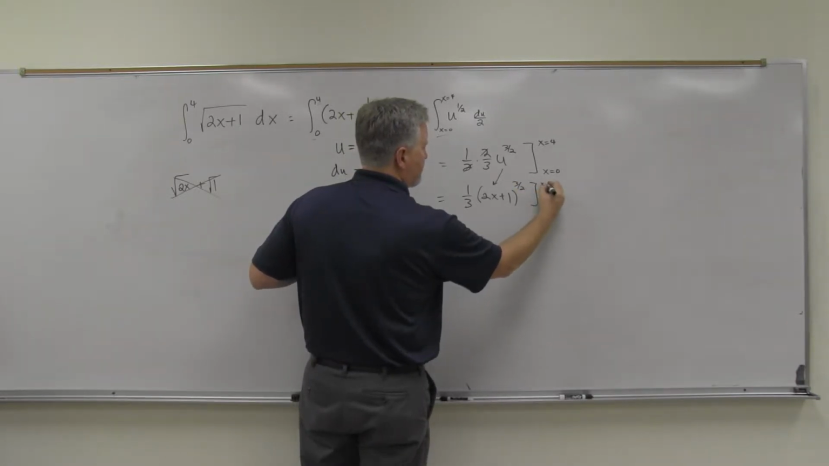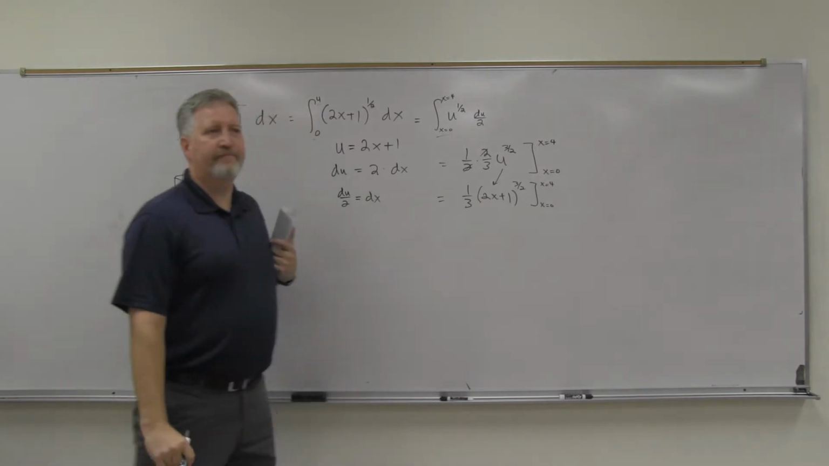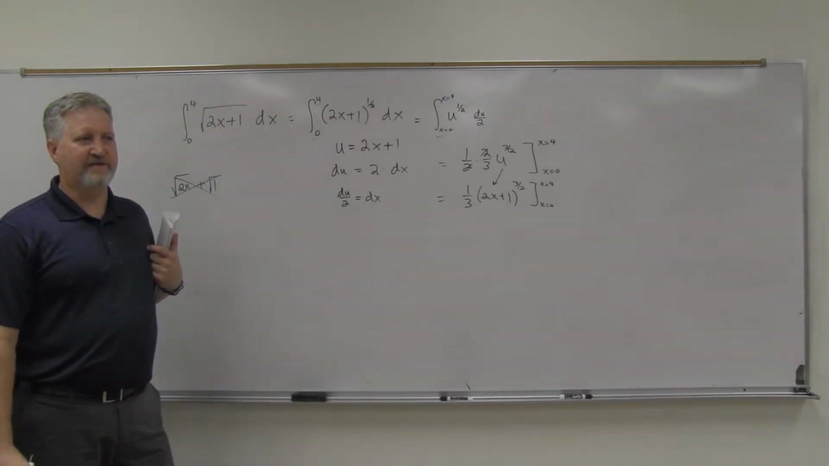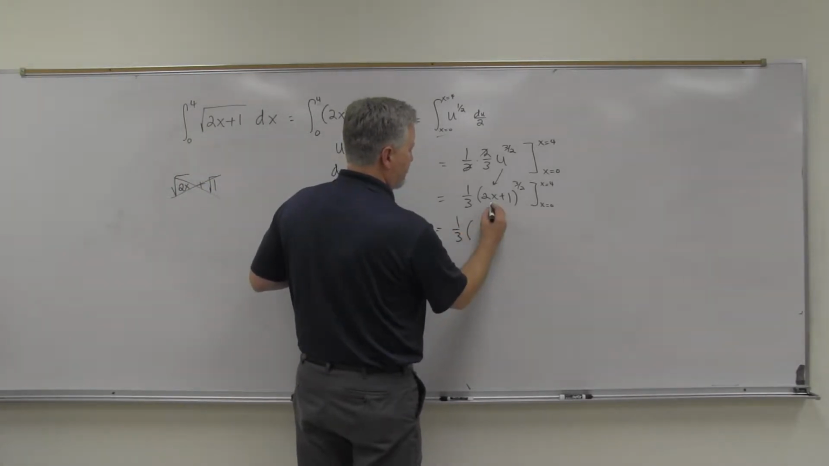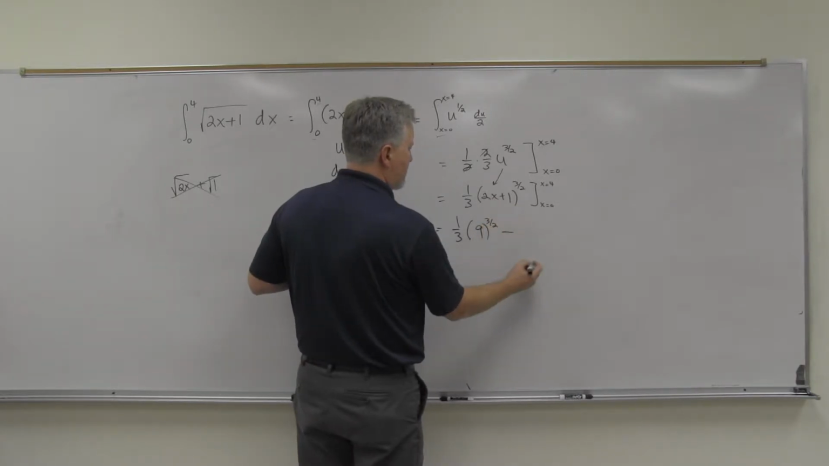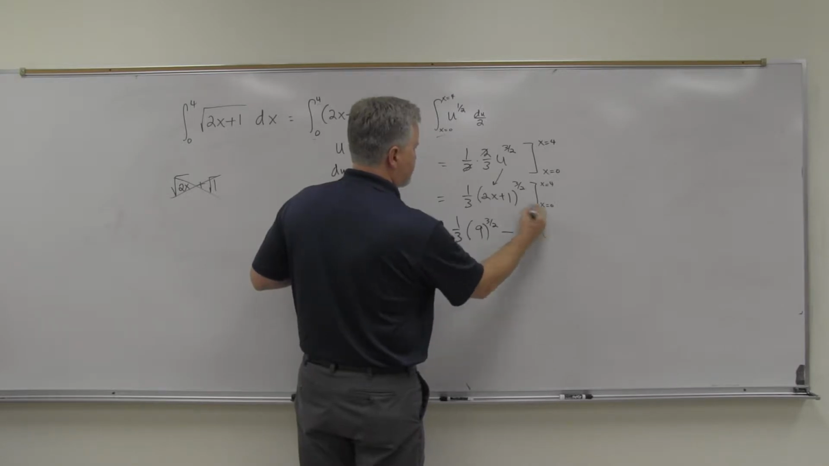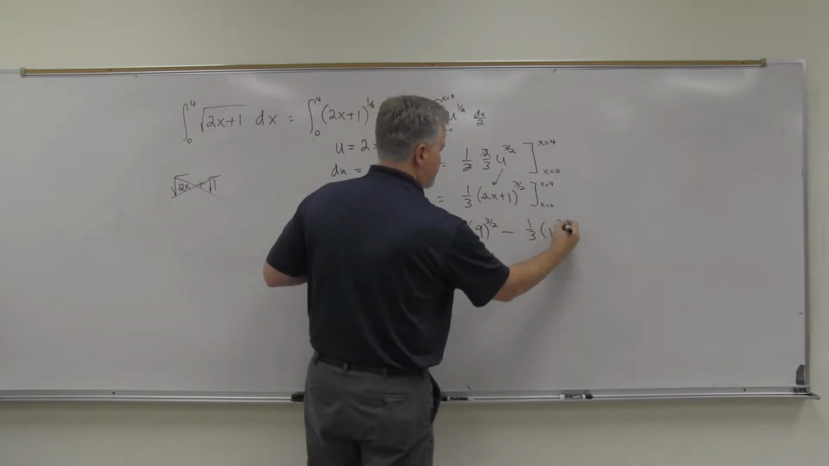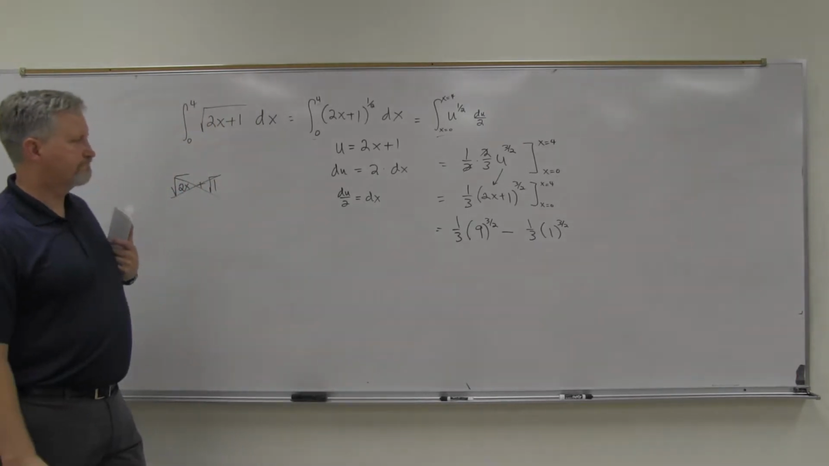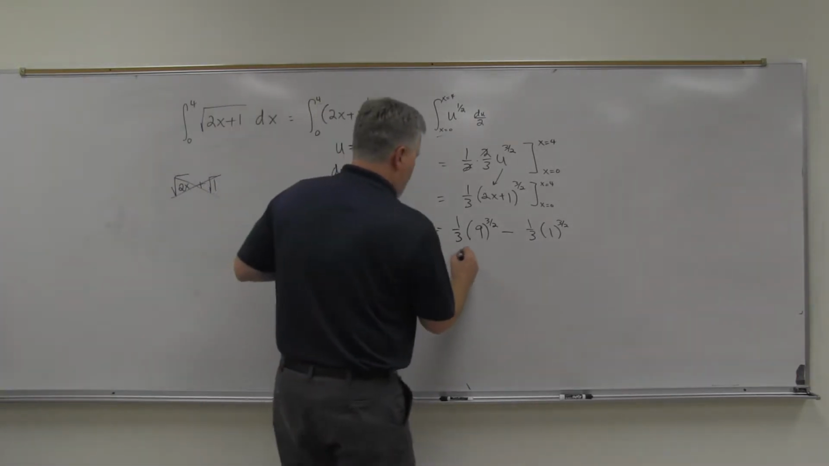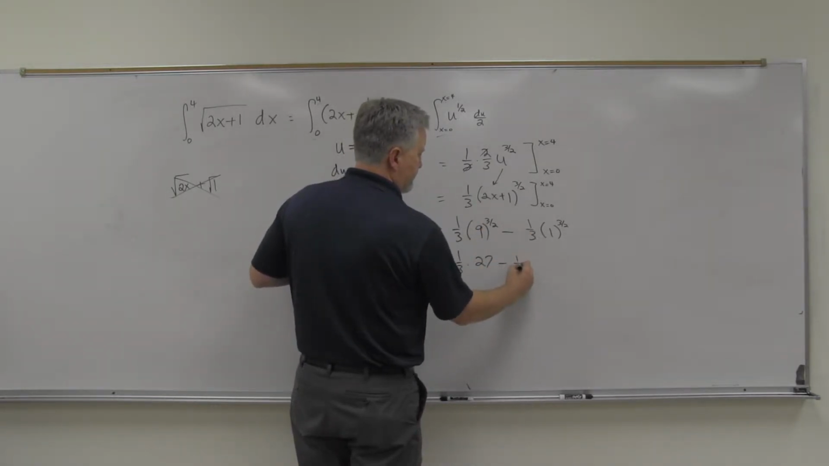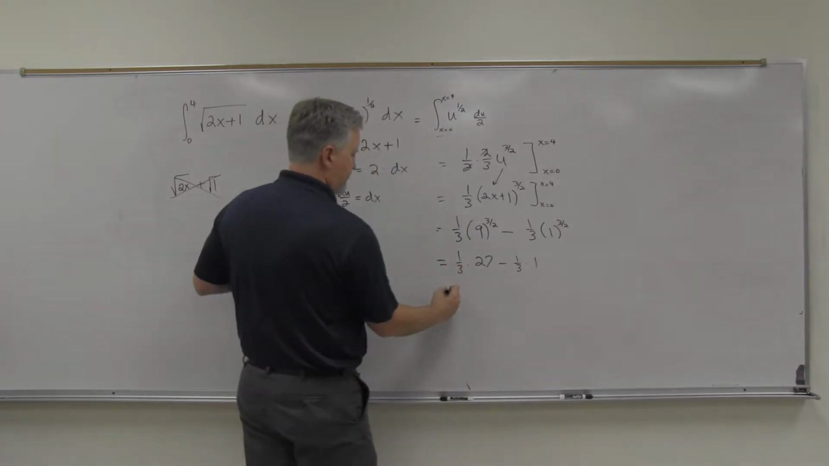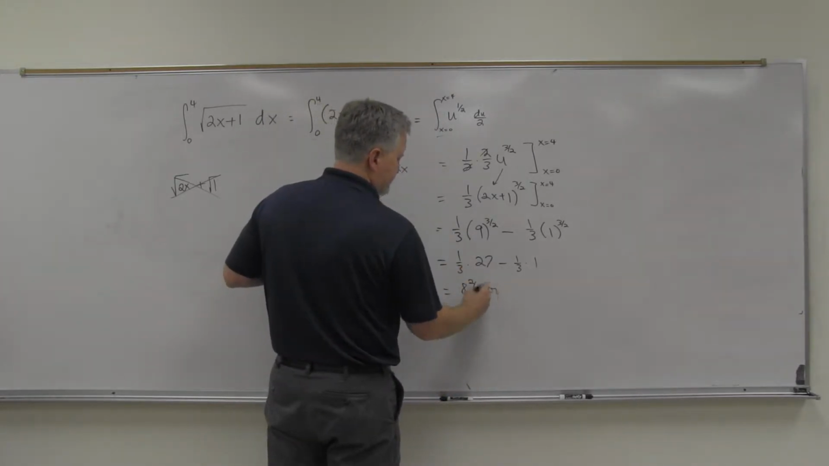Now we've got a place where we can substitute those x values. See what I'm saying? So that's 1/3. Plug in the 4 there. You have 2 times 4 plus 1, that'd be 9 to the 3/2. And then subtract 1/3. Plug in the 0, that would be 1 to the 3/2. So that's what we would evaluate. 9 to 3/2 would be 27. 1/3 of that is 9. 1 to the 3/2 is 1, so it's 9 minus 1/3. 8 2/3 or 26/3.